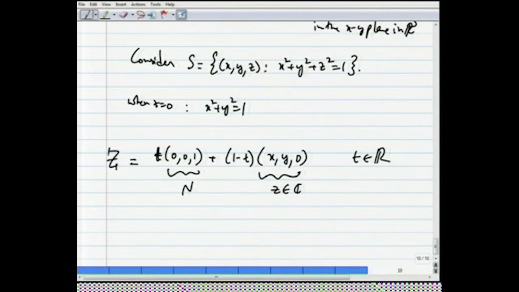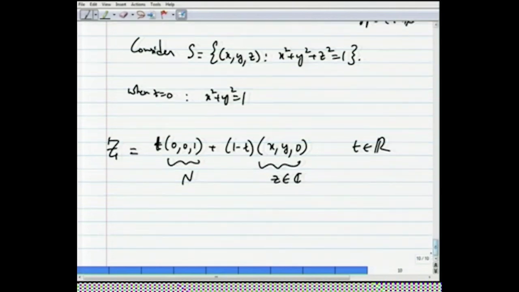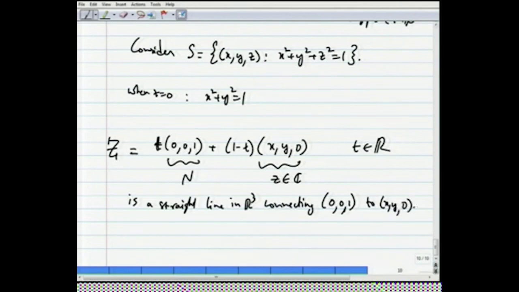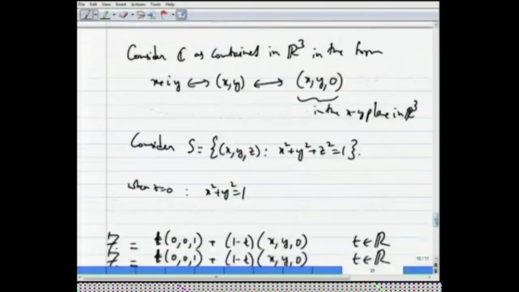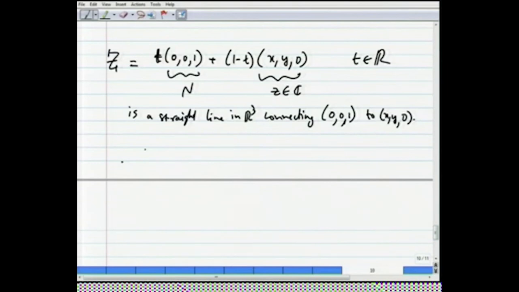So let us call this point in R3 capital Z. Capital Z equals this, a straight line in R3 connecting 0, 0, 1 to the complex number x, y, 0. The complex numbers are on the xy plane. Now the point of intersection of this line with the sphere can be calculated. S is the set of all points such that x squared plus y squared plus z squared is equal to 1. Let us look at the x, y, z coordinates of this capital Z.